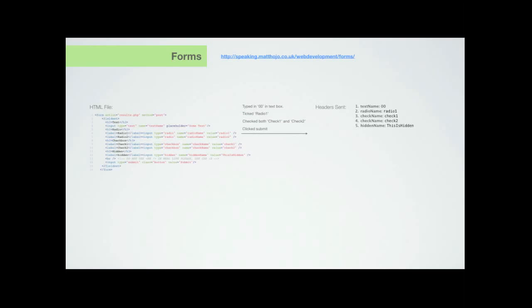So when you submit, this is what I would have typed in on the website, and these are the headers that I get. So text name is what I called, you can just about see it on the input, of text at the top. The text name I typed in 00. Radio name, I only check the first one because I can't check the second one. Check name, I check both, and the hidden displays obviously what I've entered in and what I want to be submitted.